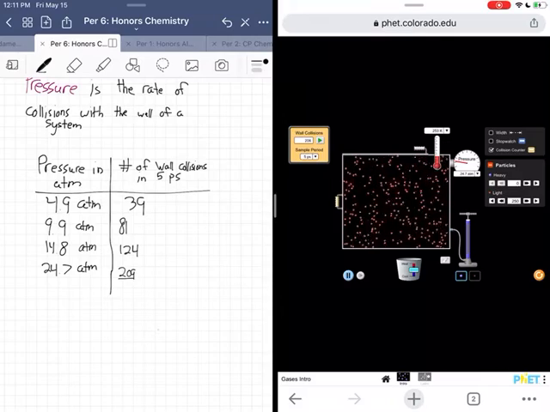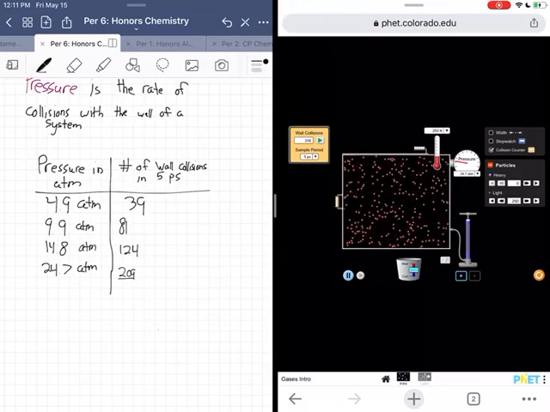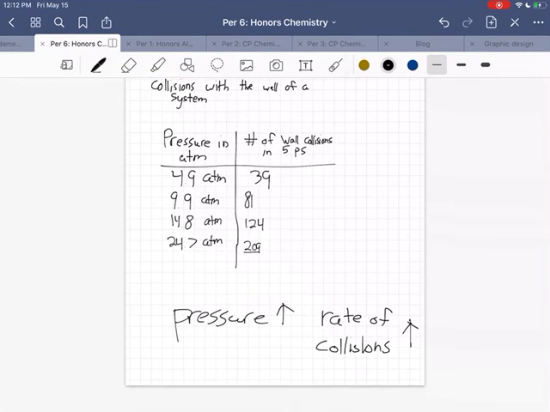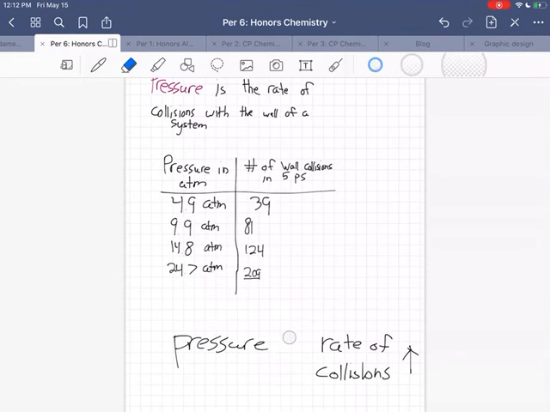Okay, so this video has shown you basically that there is a relationship between the amount of collisions occurring between particles and the wall of its system and pressure. When pressure is greater, rate of collisions is greater. And vice versa, when pressure is lower, the rate of collisions is also lower.